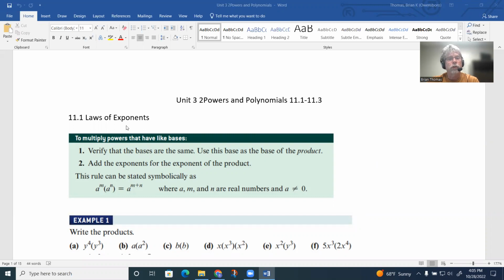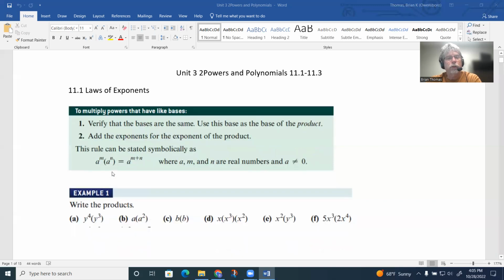So in this section, we're going to deal with what's called the law of exponents. And we should be familiar with what an exponent is. What we're going to start with is to multiply powers that have like bases. So the first thing we have to do is verify that the bases are the same. We want to use this base as the base of our product. And then what we'll discover is there's going to be a shortcut: add the exponents for the exponent of the product.